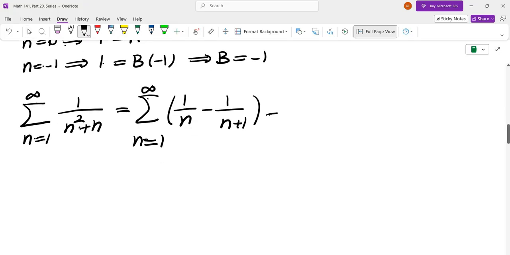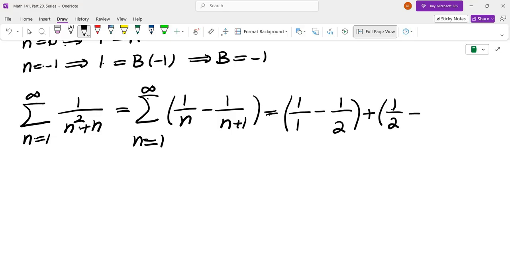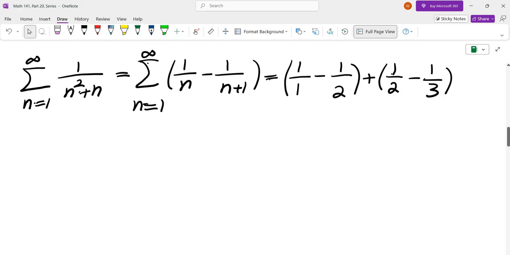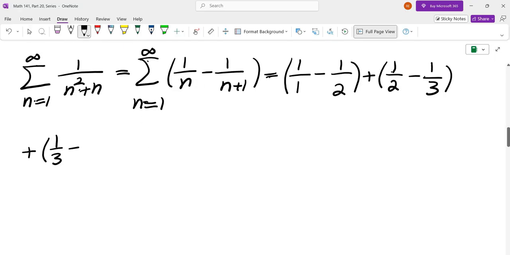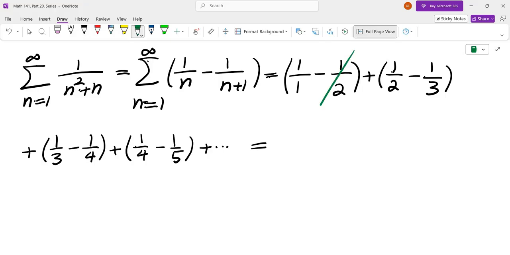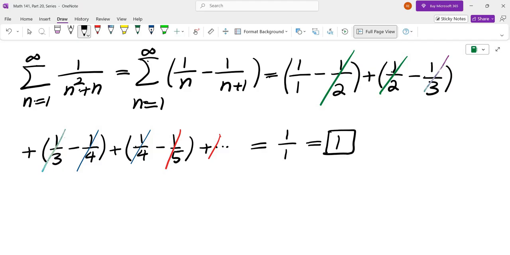Let's write down the first few terms and then you'll see what happens. The first term is 1 over 1 minus 1 over 2. The next term is 1 over 2 minus 1 over 3. The next term is 1 over 3 minus 1 over 4. And the next term is 1 over 4 minus 1 over 5, etc. So what is this infinite sum? As you see, this term and this term cancel. This term and this term cancel. This one and this one cancel, etc. So basically everything cancels except for the very first term. So the infinite sum is in fact 1.